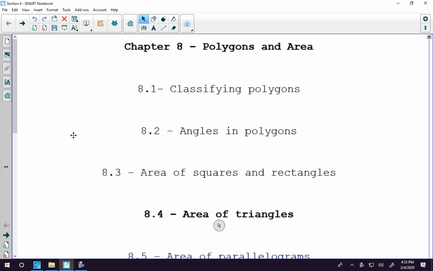Okay, class, what we're talking about today, guys, is how to find the space inside of a triangle, aka the area of a triangle. It's a two-dimensional space figure. Let's turn to the objectives page.